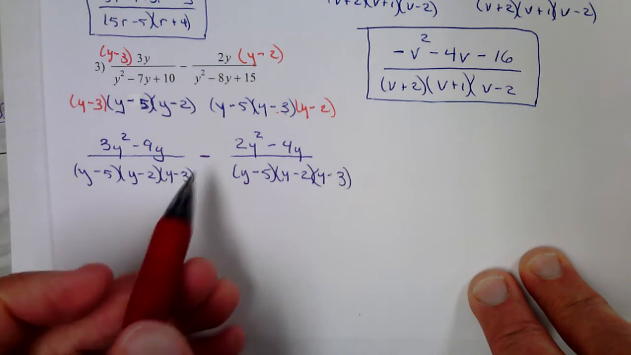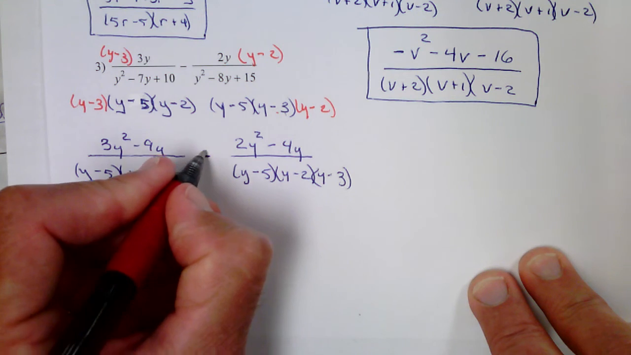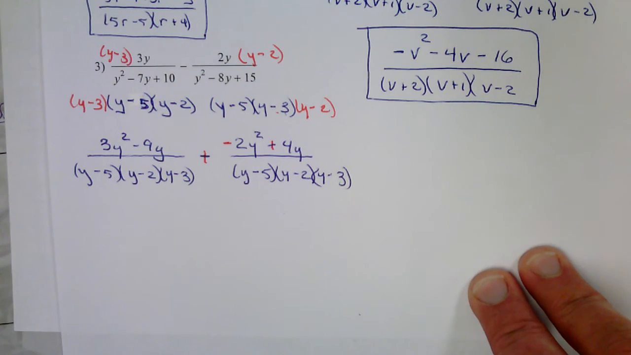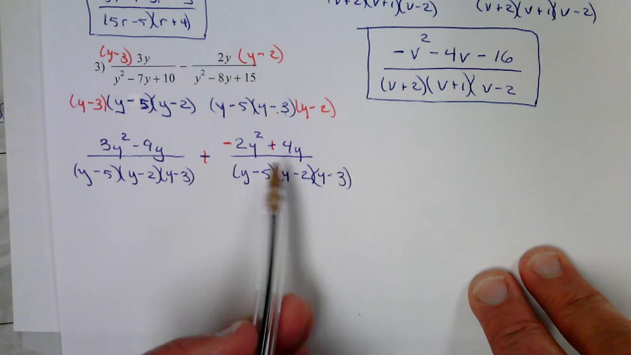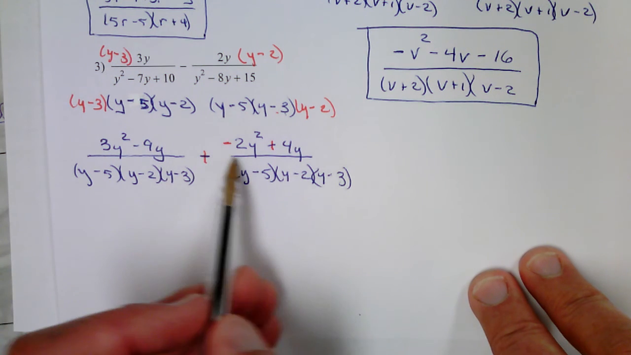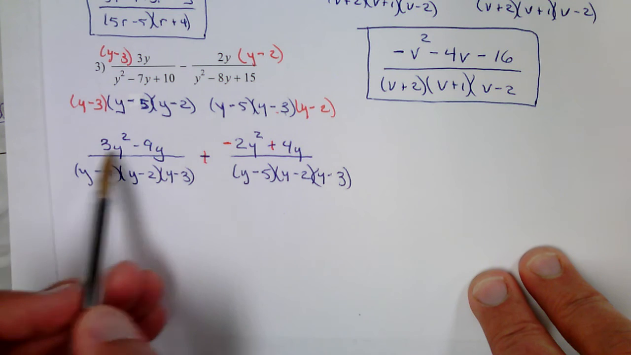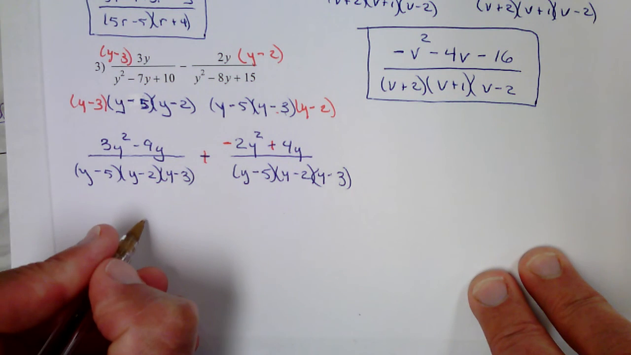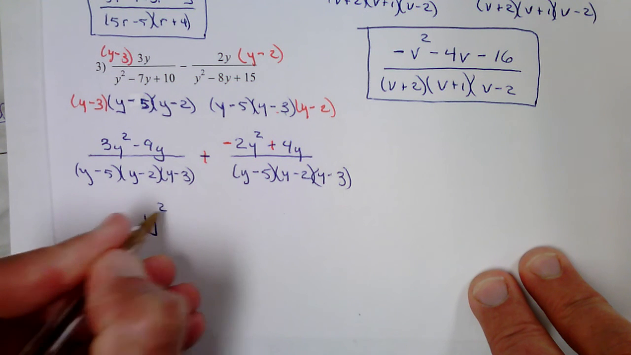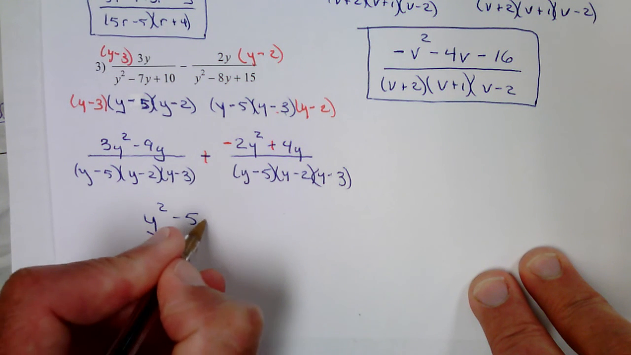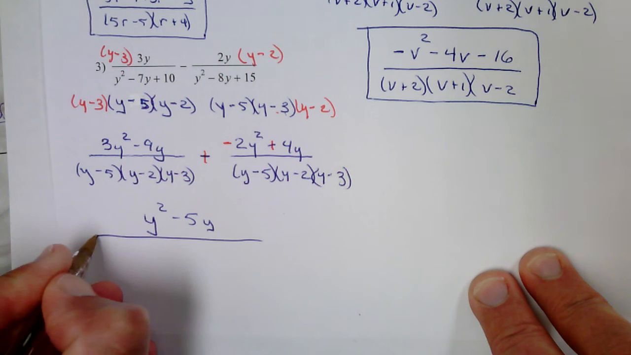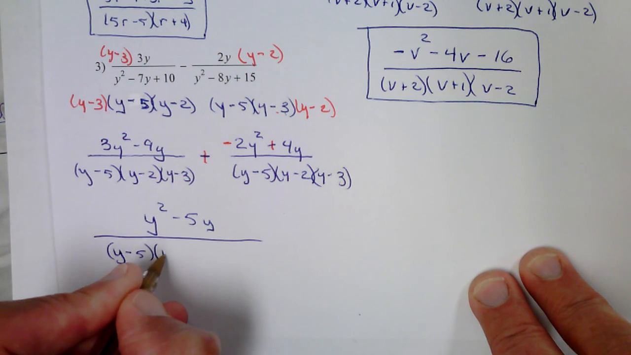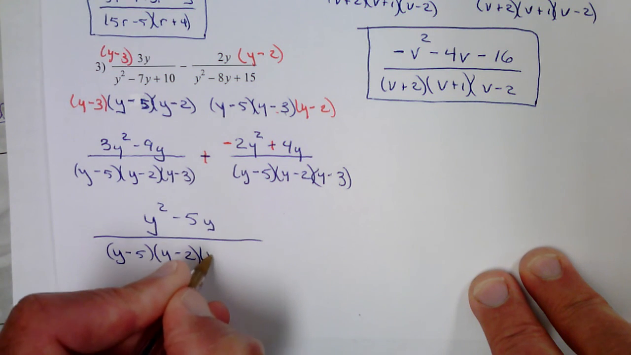Once again, subtraction. So when we are subtracting fractions, we got to remember to add the opposite. And you got to change all of those signs or else it's not going to end up correctly because you're subtracting this whole polynomial here from this whole polynomial here. So when we do all of our subtraction, we end up with y squared minus 5y, okay, over y minus 5, y minus 2, and y minus 3.